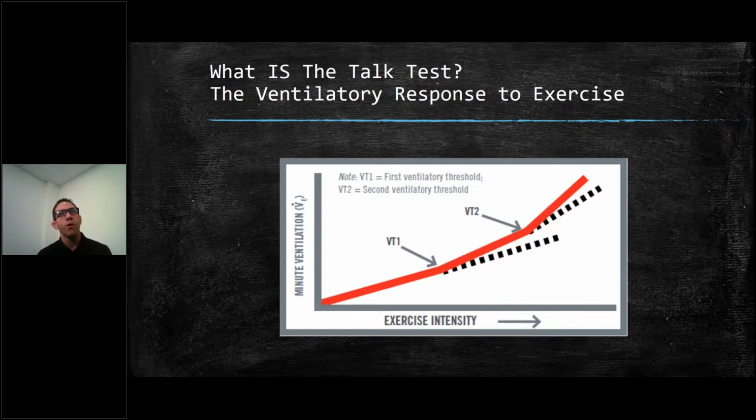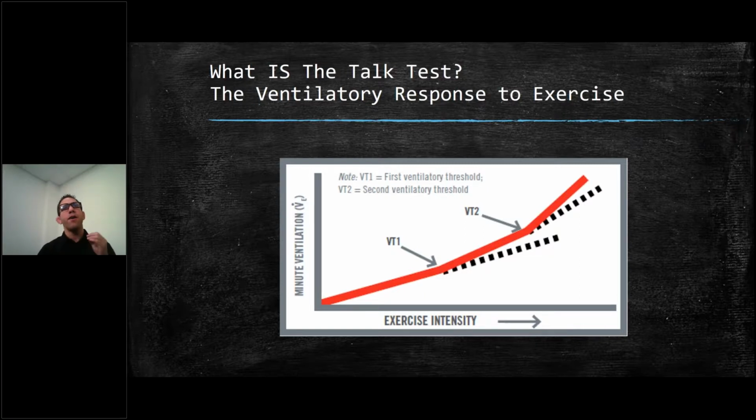at VT1, and this is based off the respiratory exchange ratio, when you're below VT1, you're primarily using fat as a fuel source. So a greater percentage of the fuel you're using is coming from fat. And then once you cross VT1, a greater percentage of the calories you're using to fuel the activity that you're doing is going to come from carbohydrates.